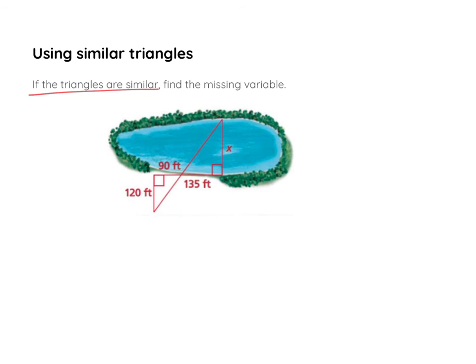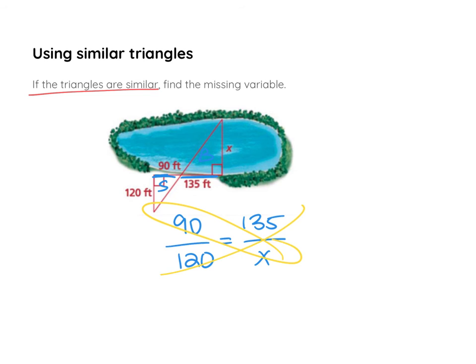So I'm going to look at my small triangle first, and I'm going to put 90 over 120. And then I'm going to look at my big triangle, and this 90 corresponds with this 135. So the 135 is going to go on the top. The X is going to go on the bottom because that corresponds with the 120. And from there, I am just going to cross multiply, again, like we did back in 7.1.